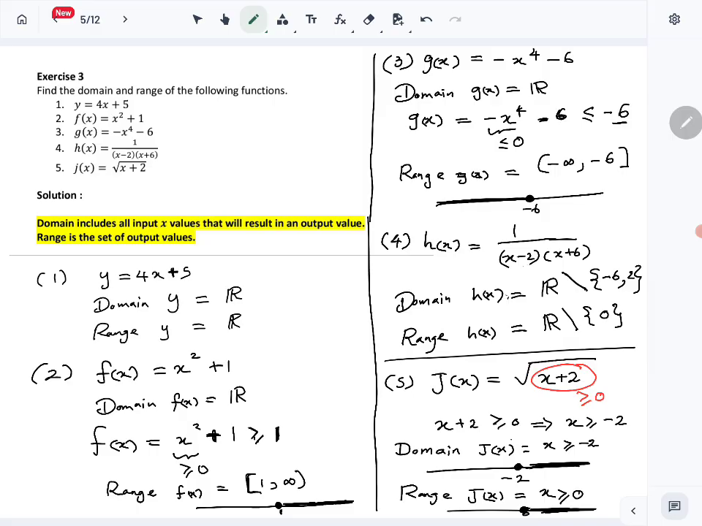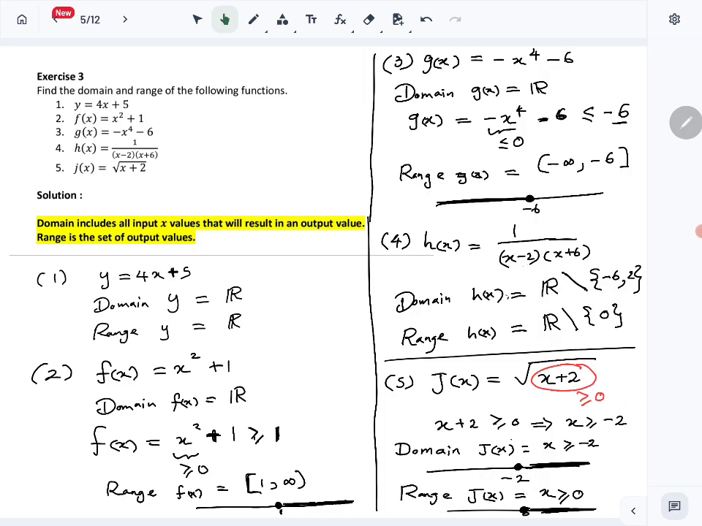Right. So that is how you find domain and range of these types of simple functions. So the two special cases are this: when it is a quotient, get rid of points where the denominator becomes 0. When it is a square root, whatever's inside has to be greater than or equal to 0 to find the domain. Right.